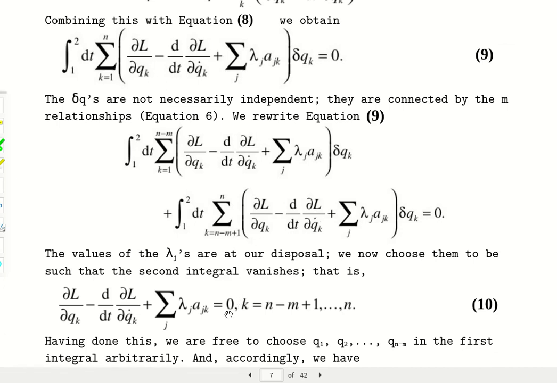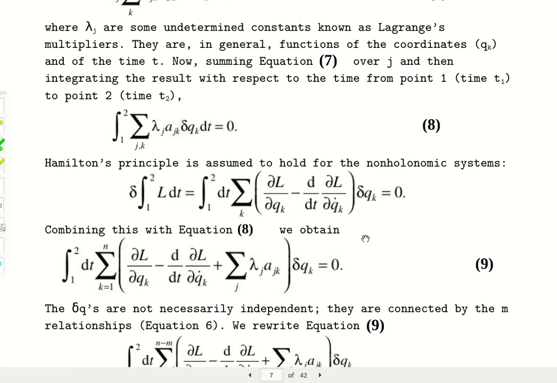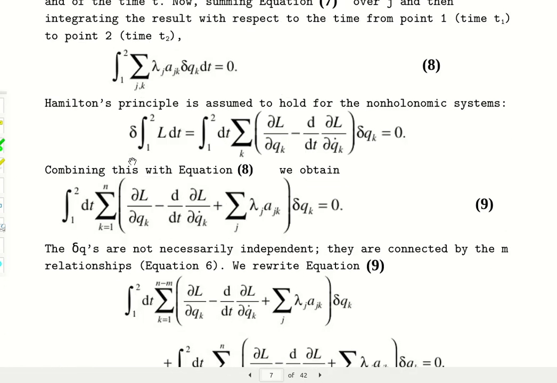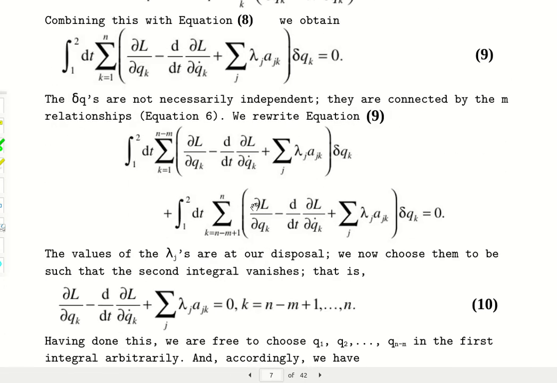So we can take it out, and lambda j, see lambda j comes from equation 7. Lambda j is arbitrary because we just multiplied by a constant lambda j on the left hand side, and the right hand side is 0. So lambda j is arbitrary. So we can say that lambda j will be those constants for which the integrand of this equation should be 0.